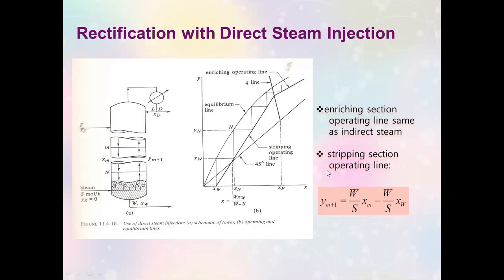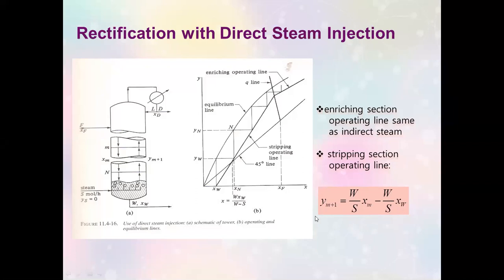As to our stripping section operating line, it will now have a new equation, and that would be W over S, S being the amount of the steam that is being used or injected in your still, and W is the amount of the bottoms liquid. Now, XM is the mole fraction of the liquid on a particular M stage in your stripping section of your column. And X of W is the mole fraction of the bottoms liquid.